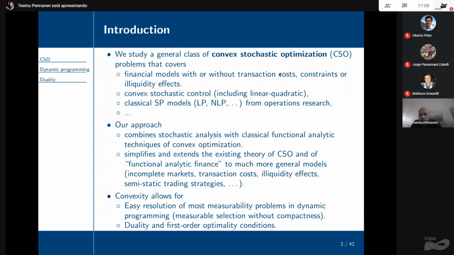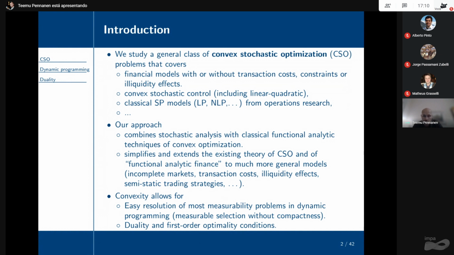So much of the motivation that we had indeed comes from financial maths. We are looking at the general class of stochastic optimization problems that covers all classical financial problems and also allows us to include portfolio constraints, transaction costs, illiquidity effects, and many other features in a single shot. So the general theory will cover all of those as special cases.